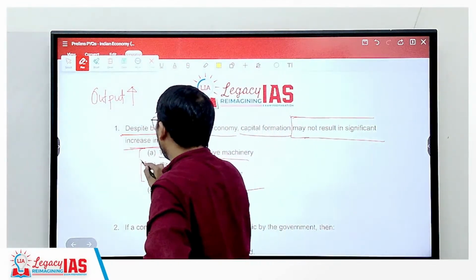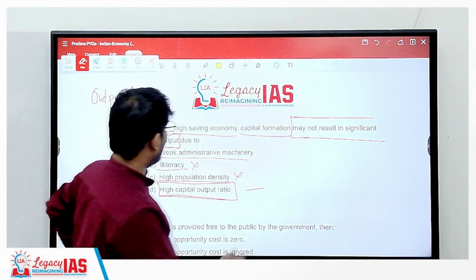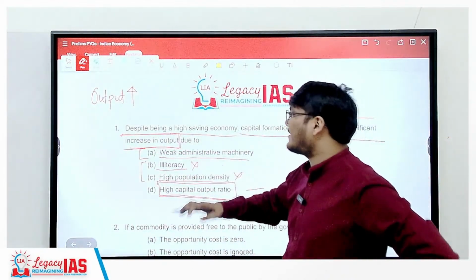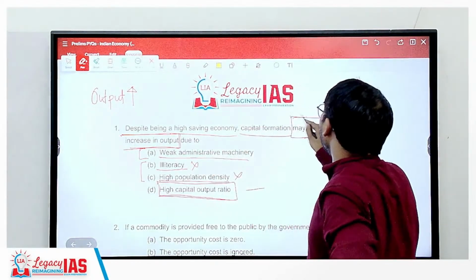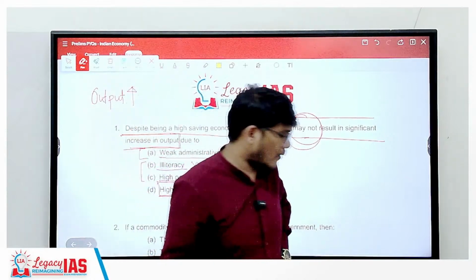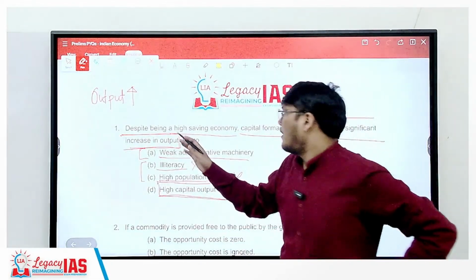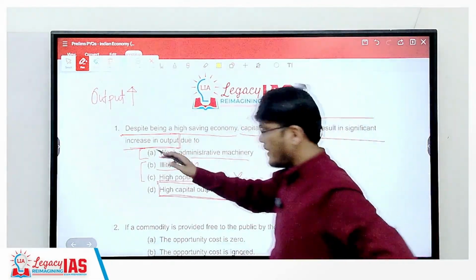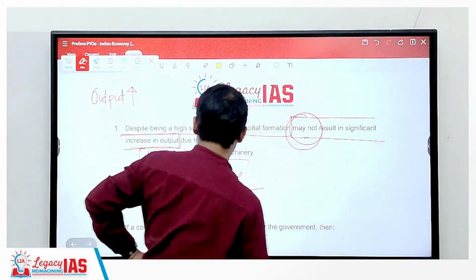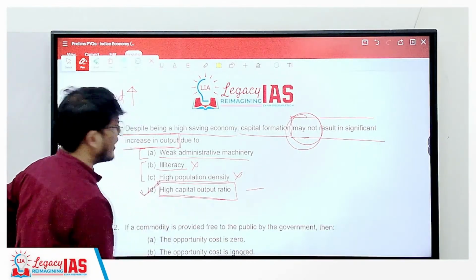In the same manner, weak administrative machinery, administration is weak, but this also does not necessarily mean that it may not result. They are saying it may not result in a significant increase in output. So even with weak machinery, there can be a significant increase. The correct answer here is capital output ratio.